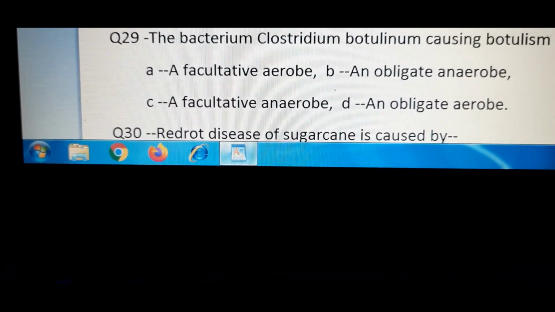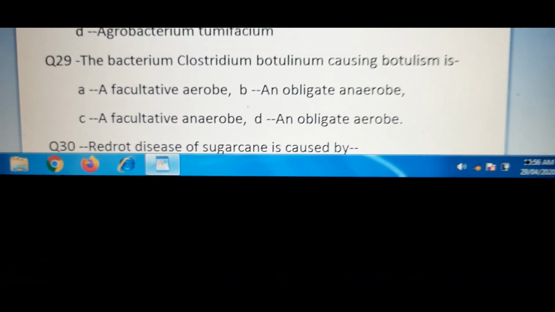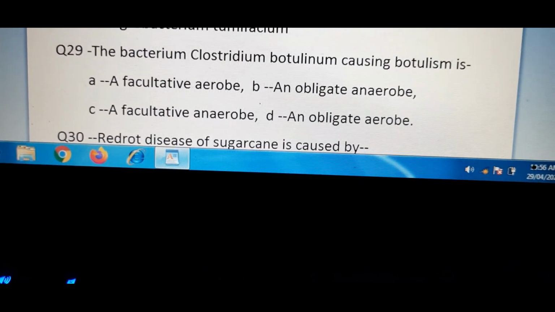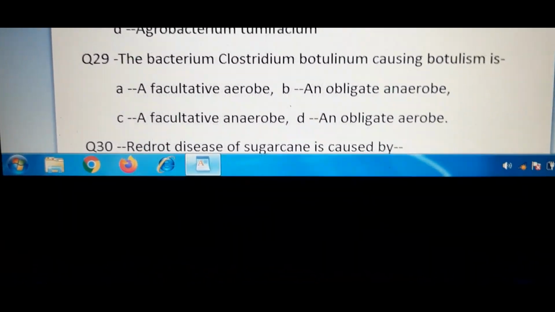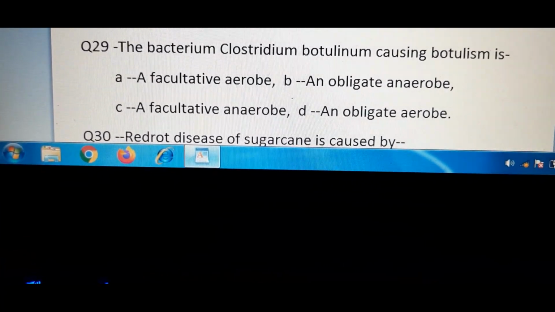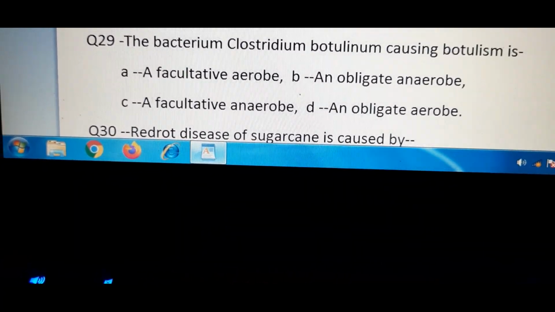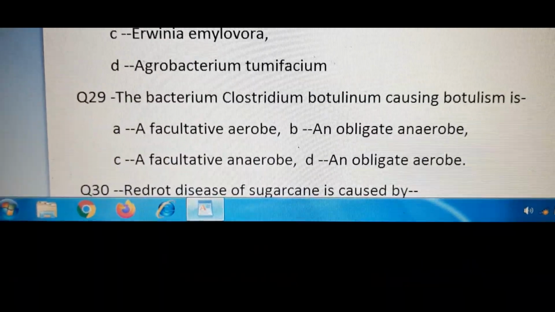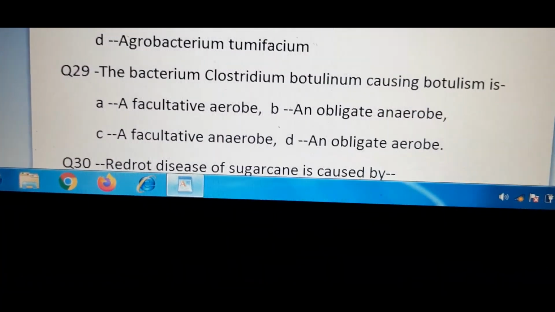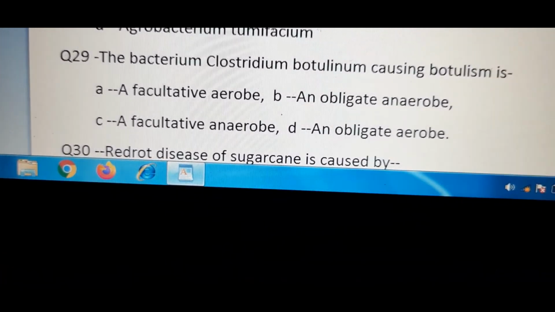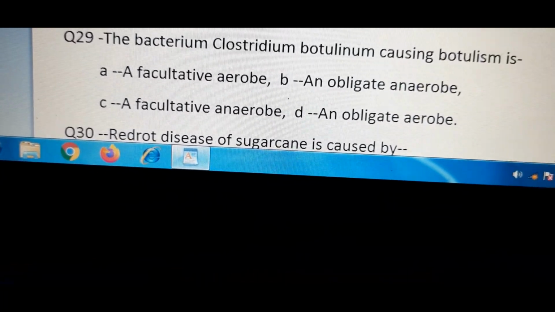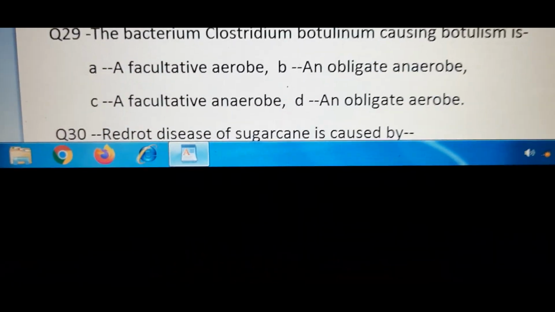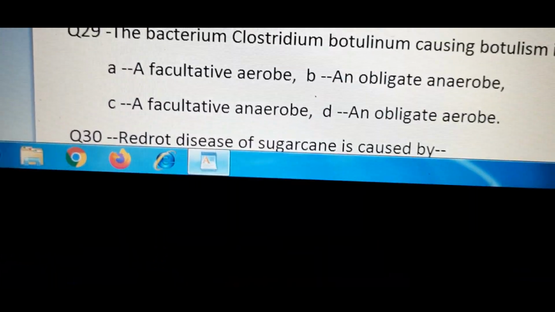Then question number 29 reads, the bacterium Clostridium botulinum causing botulism, that is food poisoning. So this bacterium causes food poisoning, and the answer for this is, of course, the bacterium Clostridium botulinum causing botulism is an obligate anaerobe. B is the answer for this. Obligate anaerobe means what? It respires anaerobically compulsorily. Obligate means compulsory, but anaerobic respiration.